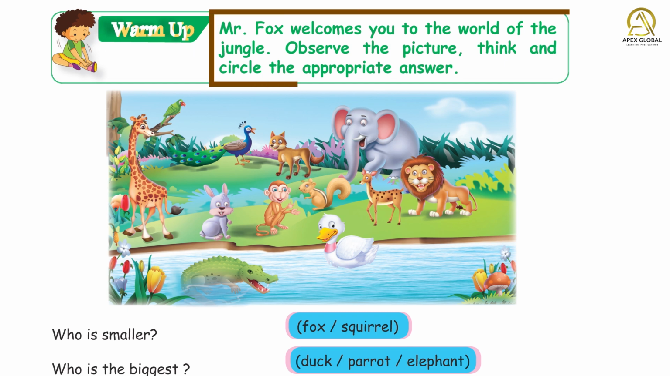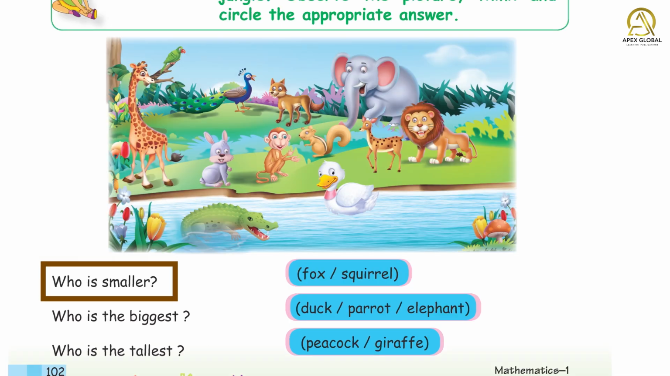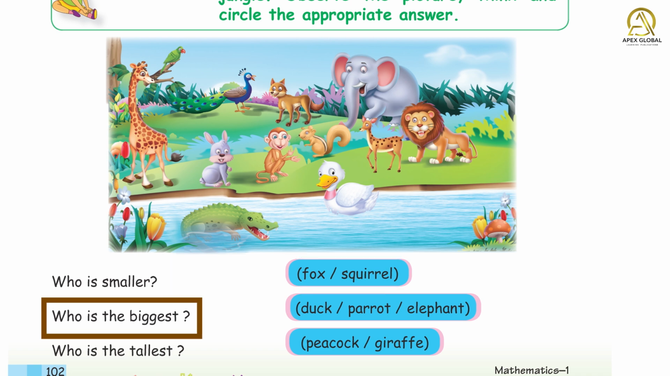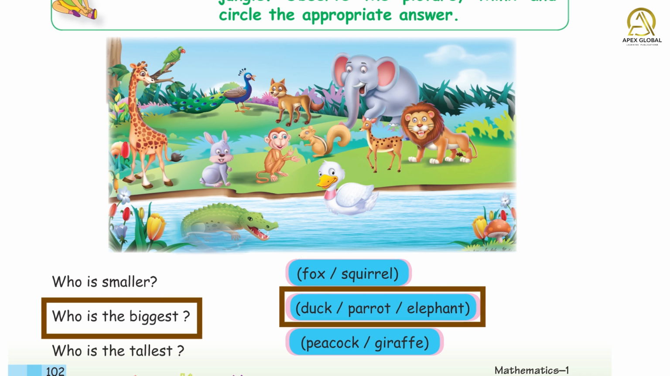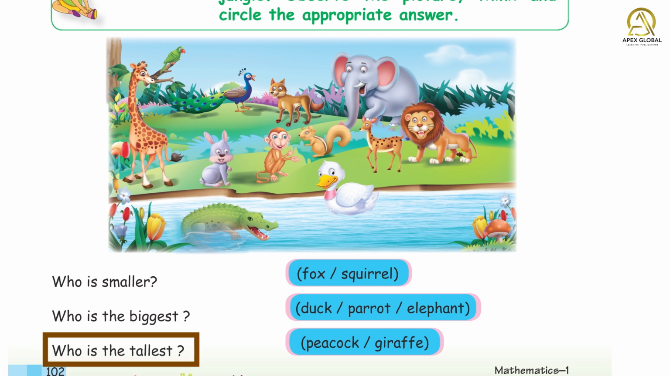Warm up. Mr. Fox welcomes you to the world of the jungle. Observe the picture, think and circle the appropriate answer. Who is smaller? Fox, squirrel. Who is the biggest? Duck, parrot, elephant. Who is the tallest? Peacock, giraffe.